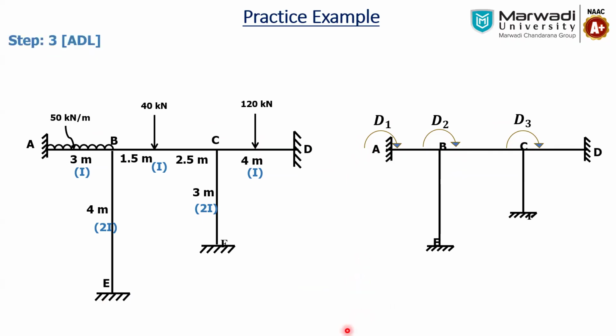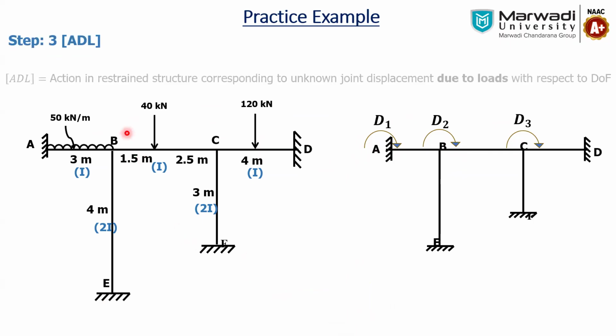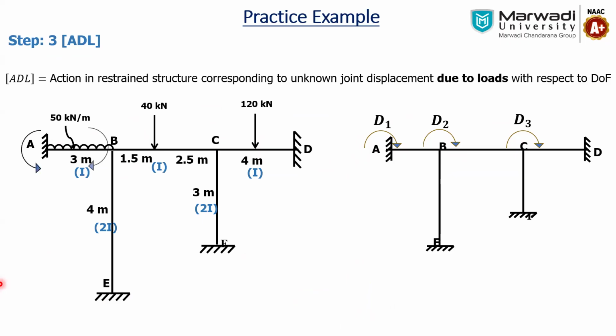Next, ADL. ADL is with respect to the fixed end moment. So we have to find out the fixed end moment in the individual spans. Let me start with the first span, AB. So what is the fixed end moment?